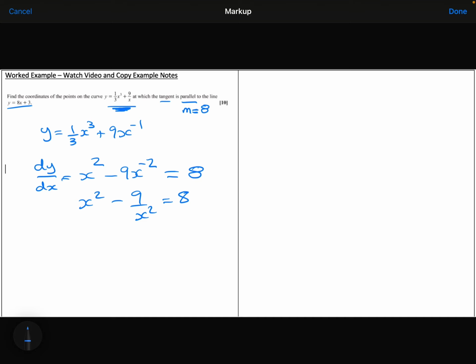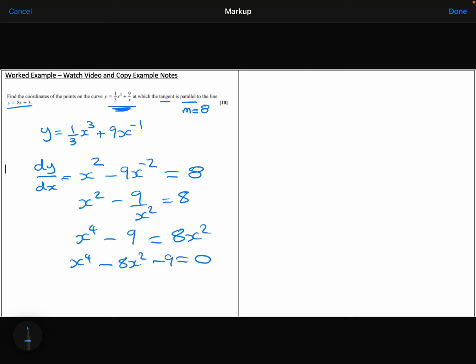Right, now by writing it like that, I can see quite obviously my next step is going to be to multiply through by x squared. I don't want that x squared on the denominator, so I'm going to times each term here by x squared. So x squared times x squared is x to the power 4. The 9 over x squared times x squared is just going to be 9, and the 8 times x squared will be 8x squared. Put everything to one side of the equation. And I now have an equation to solve.